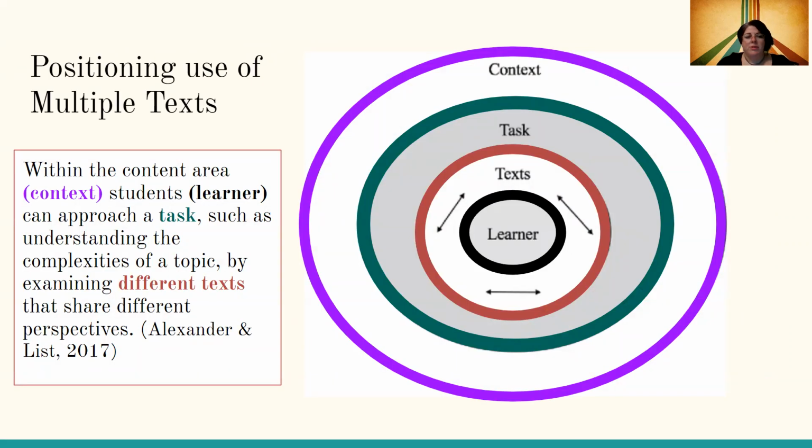So in terms of how we position the use of multiple texts in the classroom, we have to consider what our major goals are. In this figure, which I thought was pretty helpful, the major area is the context or the content that we want them to learn. And the task is really the skills, or what we want them to do or be able to do when they're done. So for example, understanding the complexities of a specific topic. And knowing the context and the task can help us select specific texts that can assist the students when they use them together to accomplish those tasks and understand the content in a deeper way.